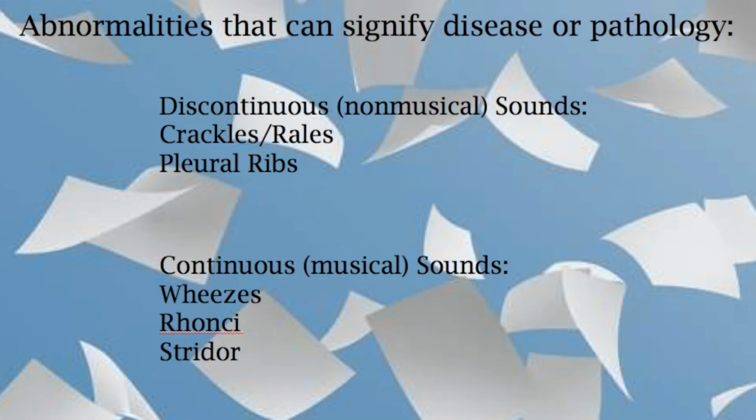Conditions of respiration are dyspnea, which is labored breathing during rest, orthopnea, which is difficulty breathing, and apnea, which is absence of breathing. Abnormal breath sounds include 2 categories: discontinuous, which would be crackles, rales, and pleural rub, and continuous, which would be wheezes, rhonchi, and stridor.